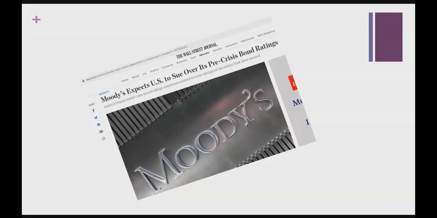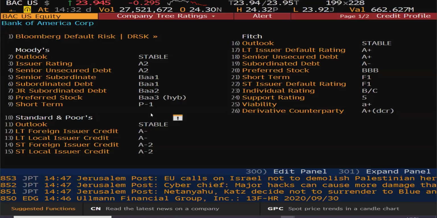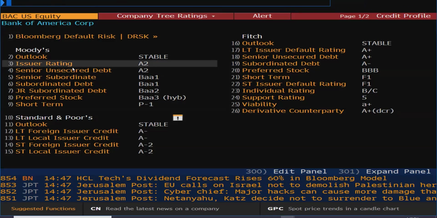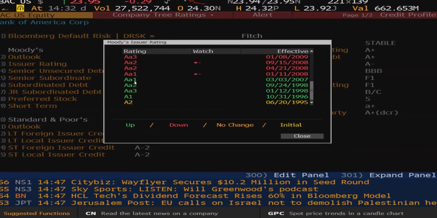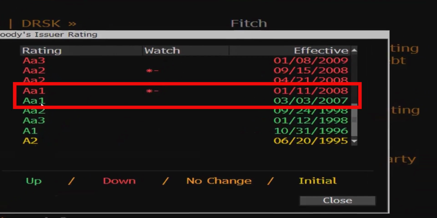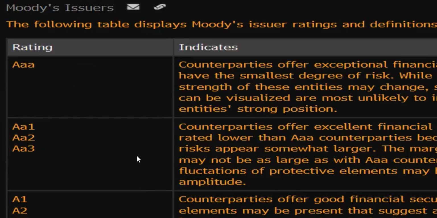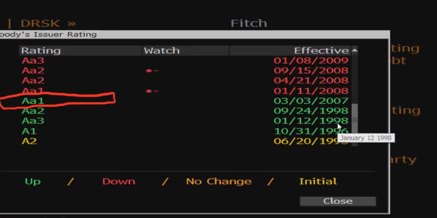Credit rating agencies do make mistakes, and they did a lot, especially before the 2008 crisis. Let me show you one example. This is Bank of America's credit rating history. Let's take a look at Moody's credit ratings. So this is the history. Let's scroll all the way down to 2007 and 2008. This is the 2008 credit rating of Bank of America. This is Moody's credit rating scale. As you can see, Aa1 is the second highest grade given to a company. So Bank of America had an Aa1 before the 2008 crisis, which means a very low probability of default.